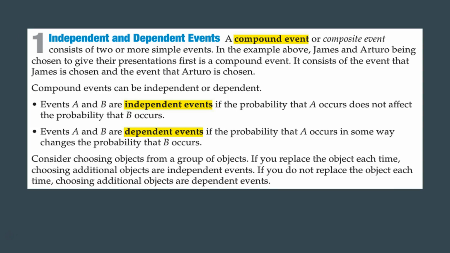A compound event, also known as a composite event, consists of two or more simple events. So compound events can be independent or dependent. Events A and B are independent events if the probability that A occurs does not affect the probability that B occurs. So it's not going to affect it even if it's there. Events A and B are dependent events if the probability that A occurs in some way changes the probability that B occurs.